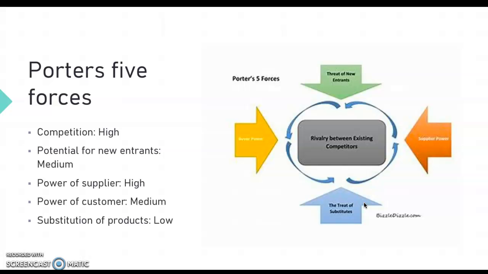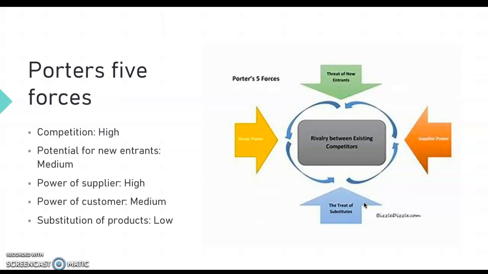Power of supplier is high. As I mentioned before, the supplier receives raw material and manufactures that raw material into the product that Adidas wants. Since they do both processes there, they have very high power, because if you were to just buy the raw material and have to manufacture it yourself, it would cost more than paying a supplier. And then power of customers is medium, because everybody in this industry is creating quality products for a higher price.